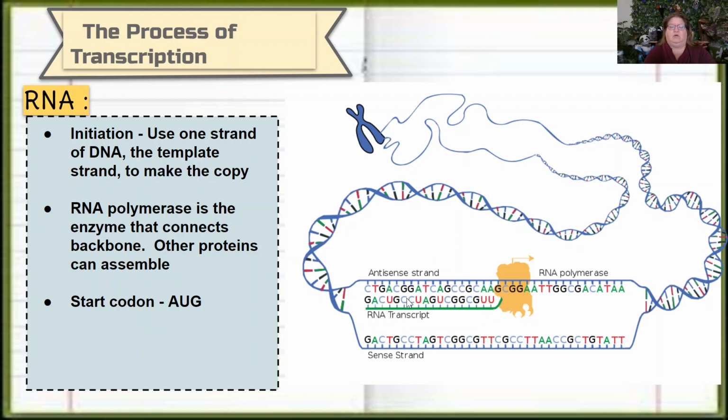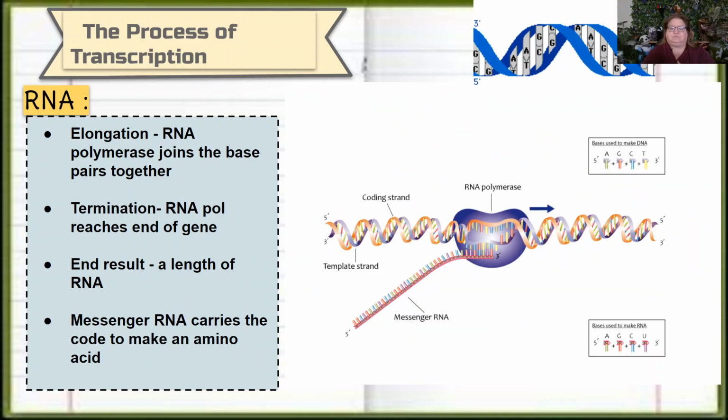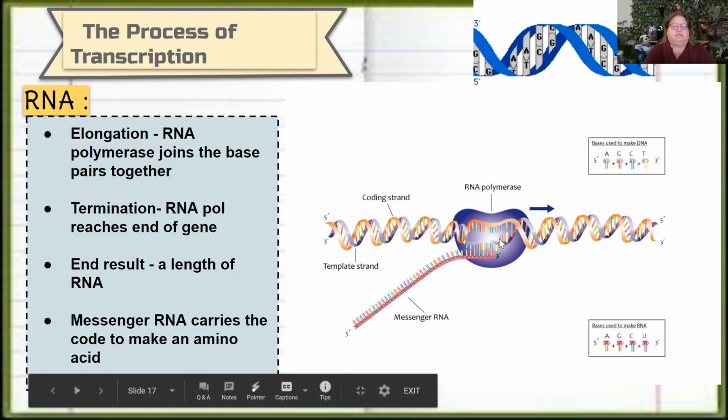And then we're going to get our start codon, AUG. Now, this picture doesn't have an AUG, but a lot of our genes start with that start codon. So here it is, just in another diagram. Once we have it started and initialized, then we just elongate. We're going to make our mRNA strand from our template DNA.